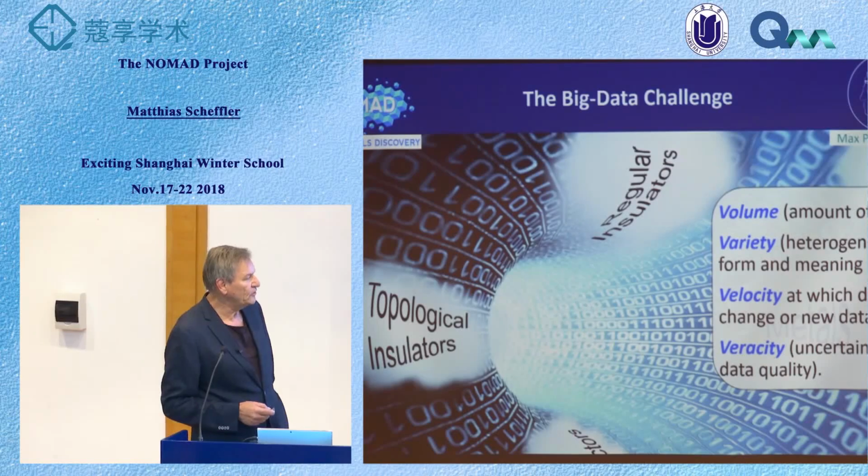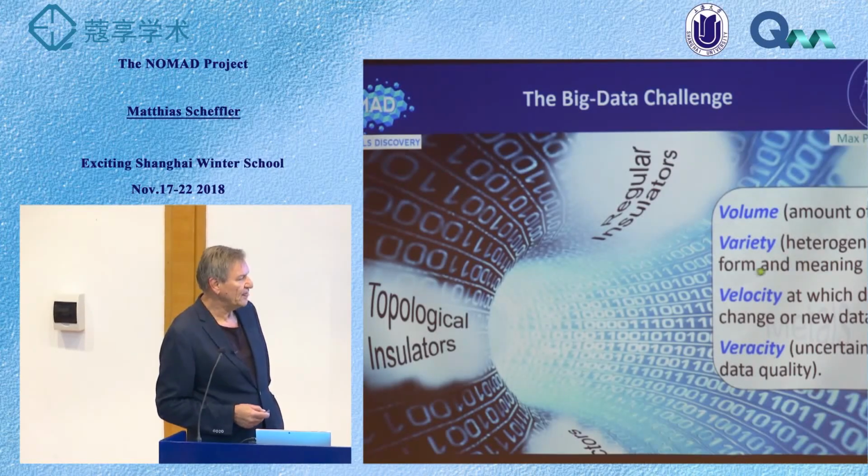You have to deal with volume, the amount of data; variety, the heterogeneity of form and the meaning of the data. Right? I mean, data is interesting, but if you have no idea, no tag, no label, what it really means, it's a big problem. Velocity, at which data may change or new data arrive, and veracity, the uncertainty of the data quality.